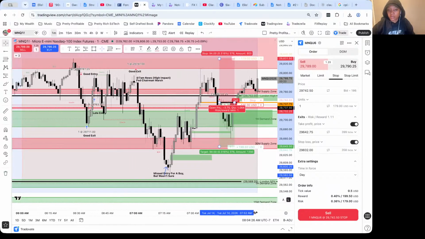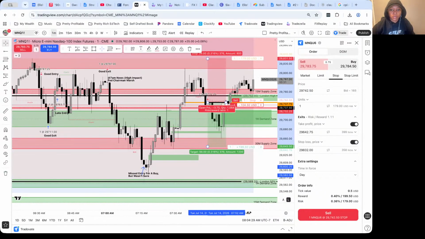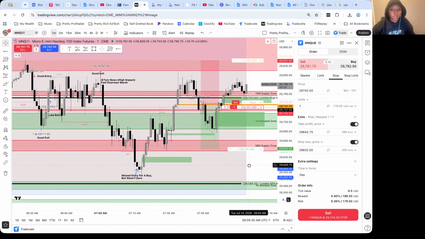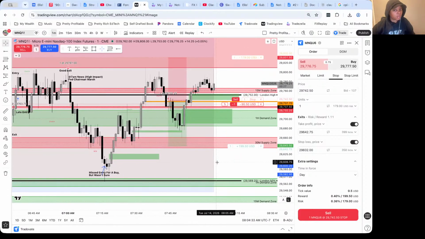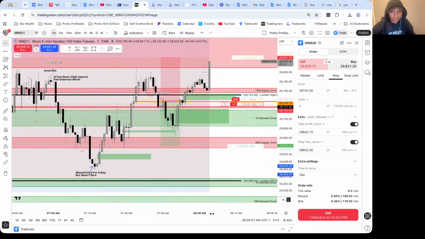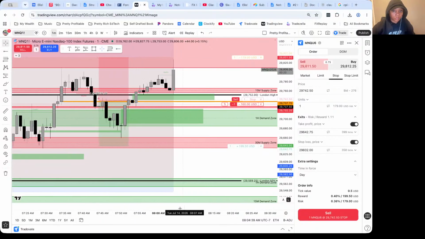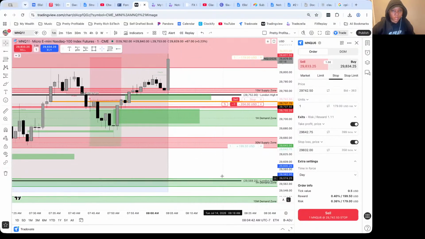We got some momentum. Let's see. Oh, we got a long wick. Long wicks are good, you guys. Uh-oh. My stop loss could be hit. Did it get hit? It got hit, so why didn't it close out? Y'all see what I'm saying? It got hit and it didn't close out. Why?